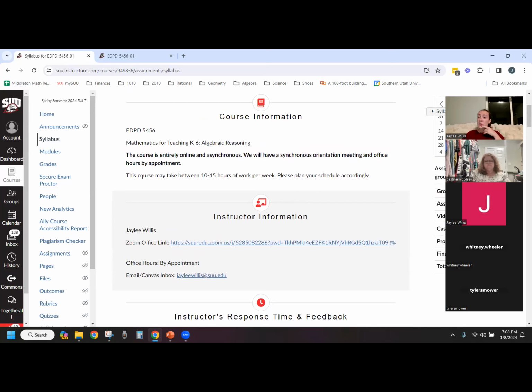Also, so that you know what to plan in terms of your time commitment, this course may take between 10 to 15 hours of work per week. A 3-credit class at the college level should take about 90 to 140 hours total. This class doesn't take quite that much time, but you should plan on about 10 to 15 hours of work per week. If that doesn't feel feasible right now, I believe they will be offering this course again in the summertime, if that works better for your schedule.